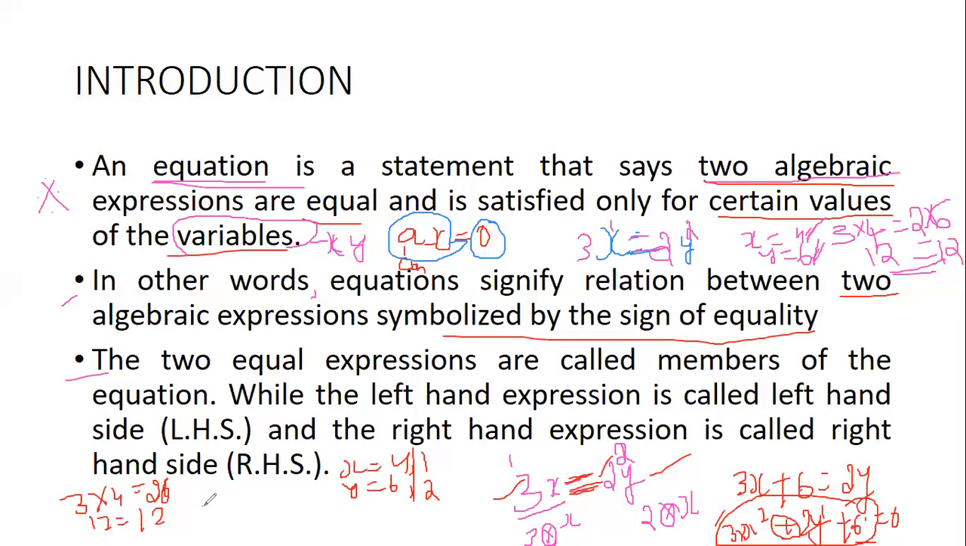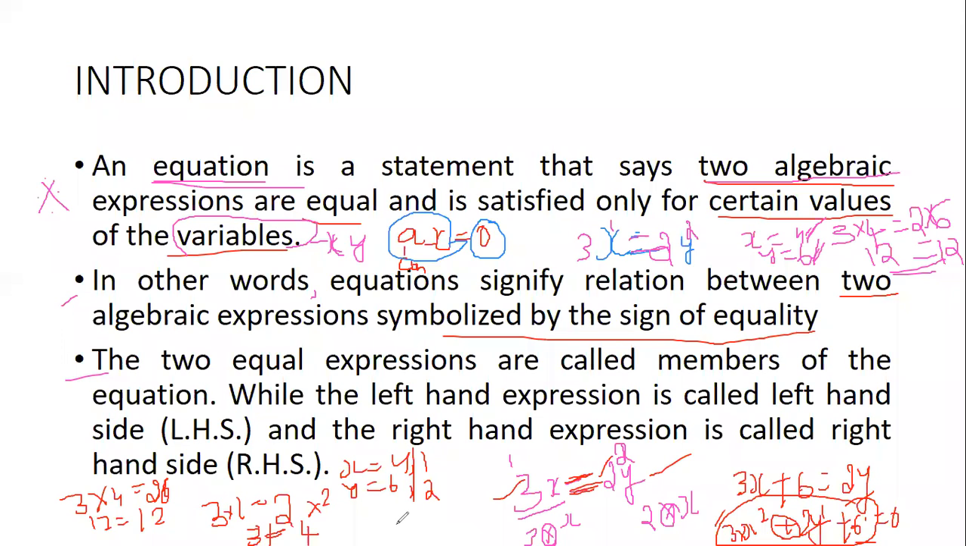Now let us solve the same expression. 3 into x, where x is 1: 3 into 1 is equal to 2y, where 2 into y is 2. So 3 ones are 3 is equal to 2 twos are 4. Is 3 equal to 4? Are you guys following me here? No, 3 is not equal to 4.